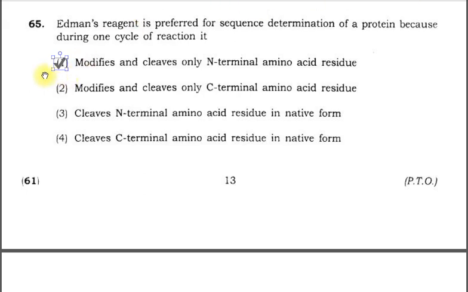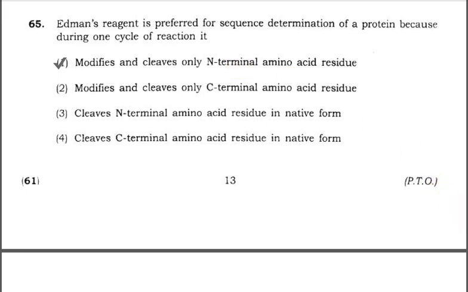Edman reaction is a method for the sequencing of amino acids in a protein molecule. In this reaction, phenyl isothiocyanate (PITC) sequentially degrades the amino acid at the N-terminal residue.